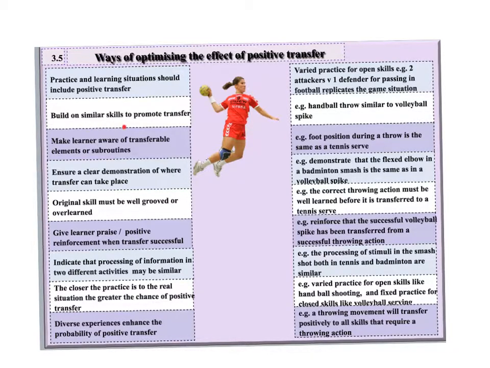So, build on similar skills to promote transfer. For example, a handball throw is similar to a volleyball spike. So make your point. The closer the practice is to the real situation, the greater the chance of positive transfer. For example, varied practice for open skills like handball shooting and fixed practice for closed skills like serving. You've got to make sure all the time you're getting these examples in, because if you don't, you're going to drop marks.